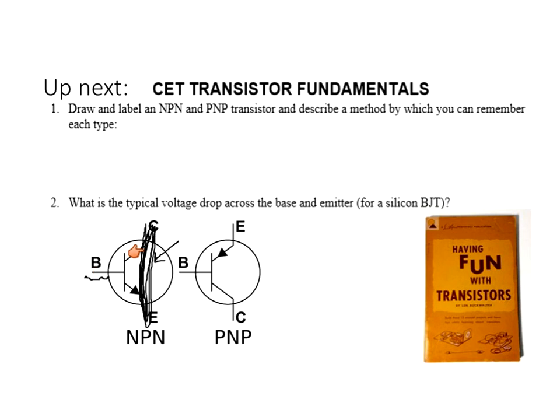All right. So let's go back and talk about what you need to know about the transistor. Draw and label a transistor and describe the method by which you can remember the kind of transistor. Believe it or not, there are questions on the CET just to see if you know if it's a BJT transistor and whether it's NPN or PNP. You better not miss them ones. Those are the easy ones.